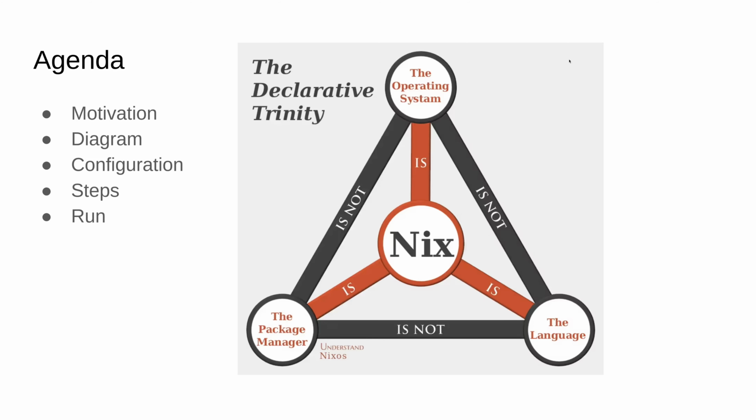So Nix is a lot of things. The little triangle here sort of highlights what it is and what it isn't. It's a language. It started life as a package manager, and now there's also the operating system. And so in this case, we're using the Nix language to define the configuration for an entire operating system, and that operating system is built out of the Nix packages.